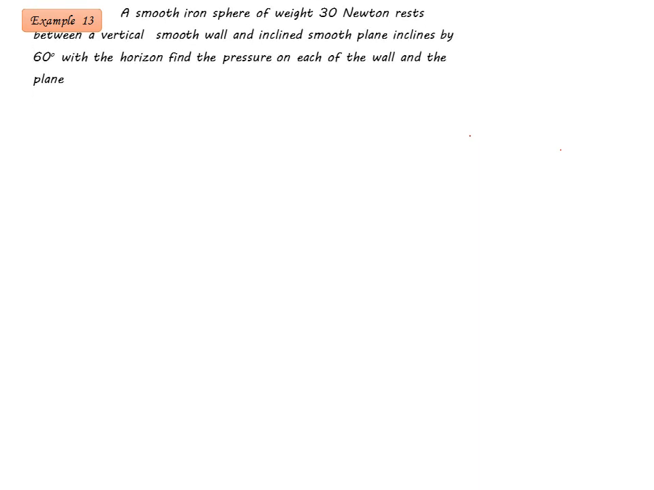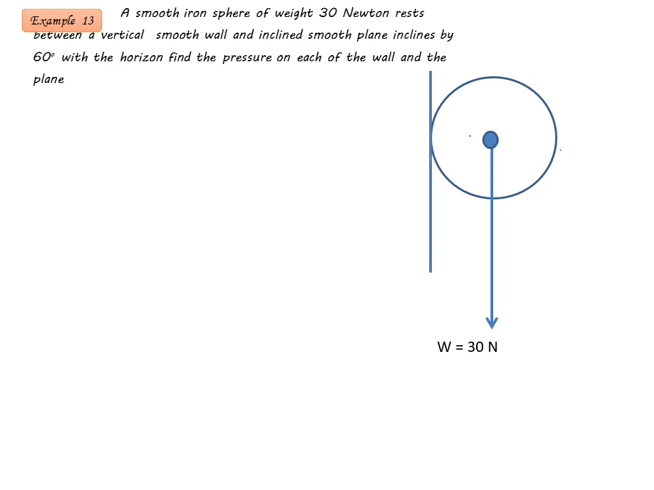A sphere of weight 30 Newton rests between a vertical smooth wall and an inclined smooth plane, inclined by 60 degrees with the horizontal line. Find the pressure on each of the wall and plane. First we have a sphere, and the first force is the weight of the sphere, acting at the center point, equal to 30 Newton, right? The sphere touches the vertical wall at a point, so the wall has a reaction at this point perpendicular to the wall, right?